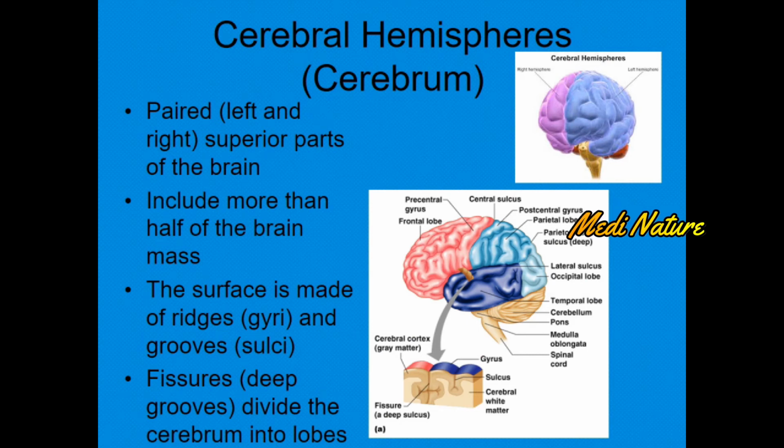Now we are going to talk about cerebral hemispheres, or we call them cerebrum. The term hemispheres gives us the idea about the shape of the brain. Brain is like a sphere or a ball, but it is composed of two halves of a sphere. So that's why it is called hemispheres, two halves of a ball. So this left and right paired balls form the superior parts of the brain. The cerebrum includes more than half of the total brain mass.